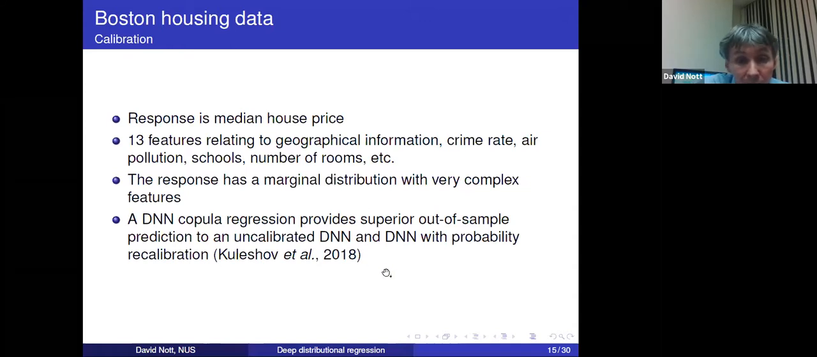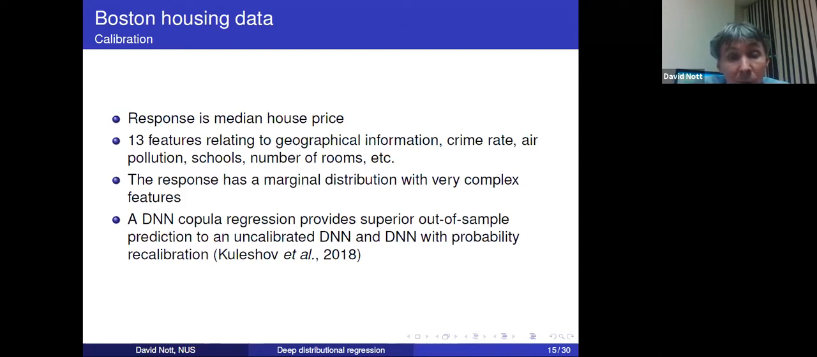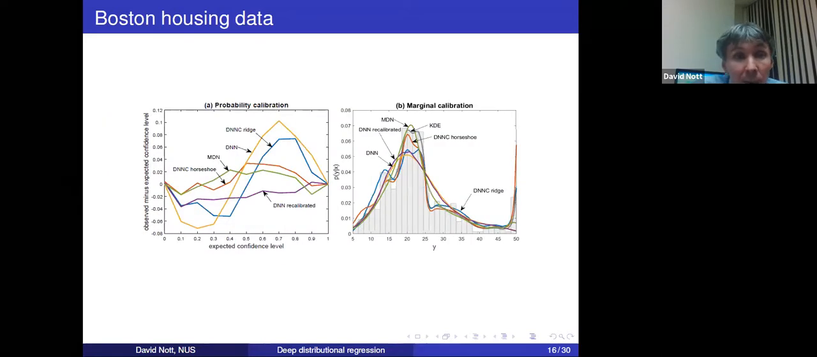So I'm going to show you now that our deep neural network copula regression model provides good uncertainty quantification in prediction here. In the paper, we look at some data splitting and some evaluations of predictive performance using scoring rules. And the deep neural network copula approach does outperform a naive deep neural network approach, as well as a deep neural network approach with probability recalibration. So let me show you some graphs anyway.